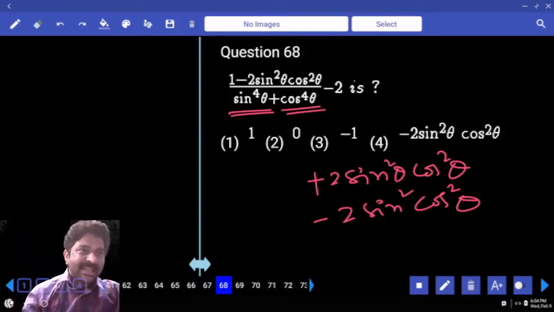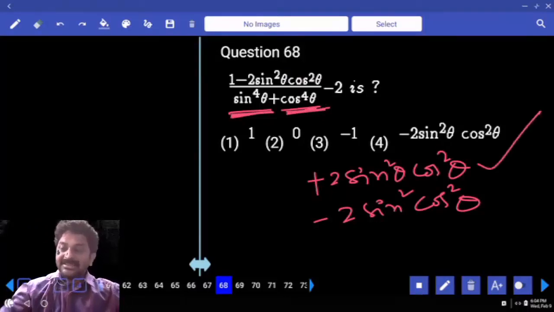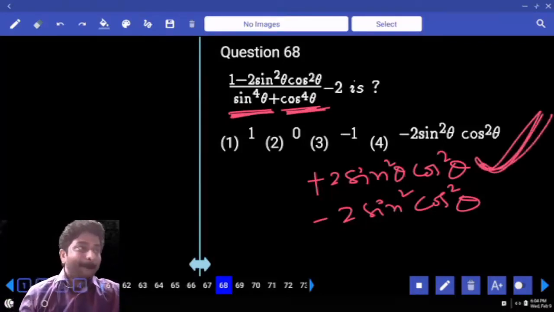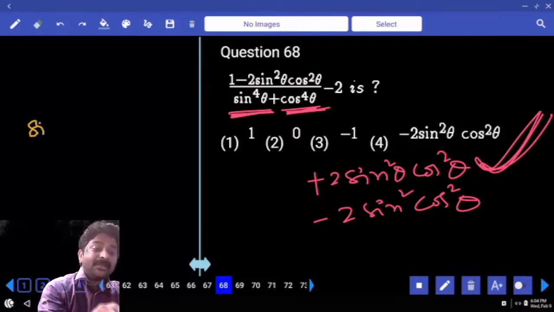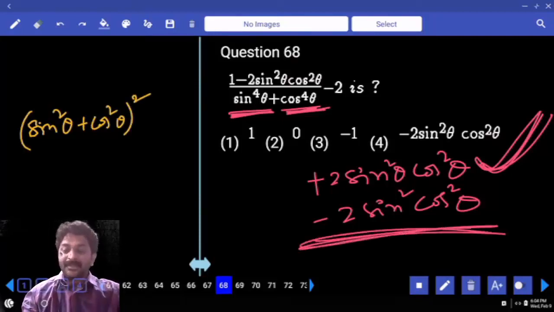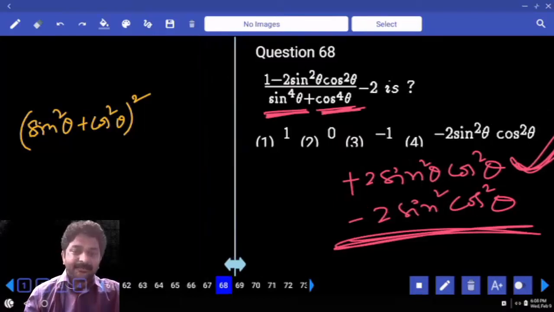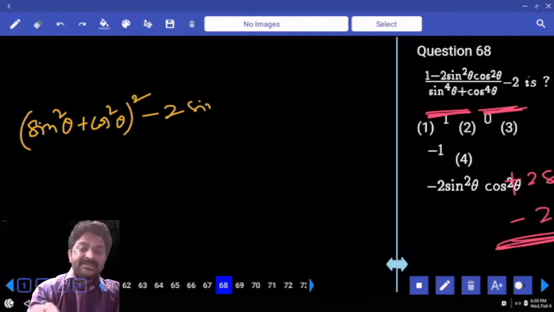One value is a, other value is b. A square plus b square plus 2ab, that is a plus b whole square only. A value sin square theta, b value cos square theta, a plus b whole square. Still what is left? Minus 2 sin square theta cos square theta, correct? Minus 2 sin square theta cos square theta.